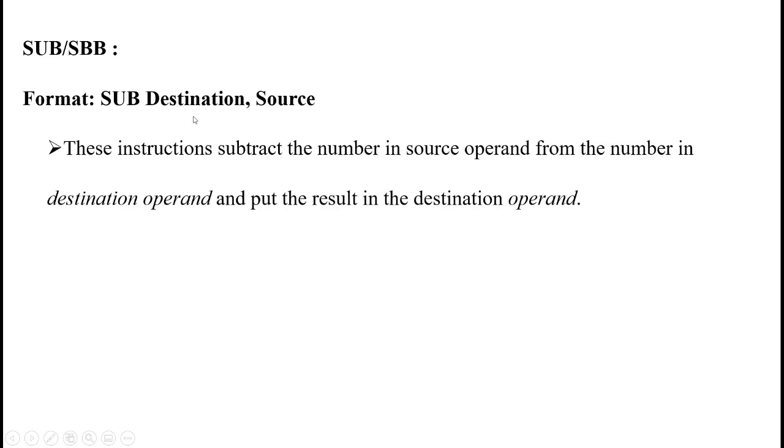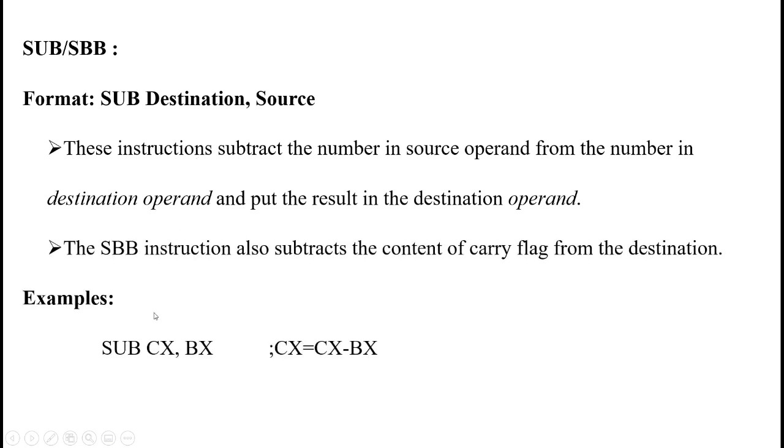Then SUB and SBB, subtraction instructions. SUB stands for subtraction, SBB stands for subtraction with borrow. The format is SUB destination comma source. What it does, it subtracts the source value from the destination and result will be stored in destination operand. Again conditions are same, source may be register or memory location, destination may be register or memory location. Both cannot be memory locations. If you see the examples, SUB CX comma BX, the BX value is subtracted from CX and result will be stored in CX. So here CX equals CX minus BX.